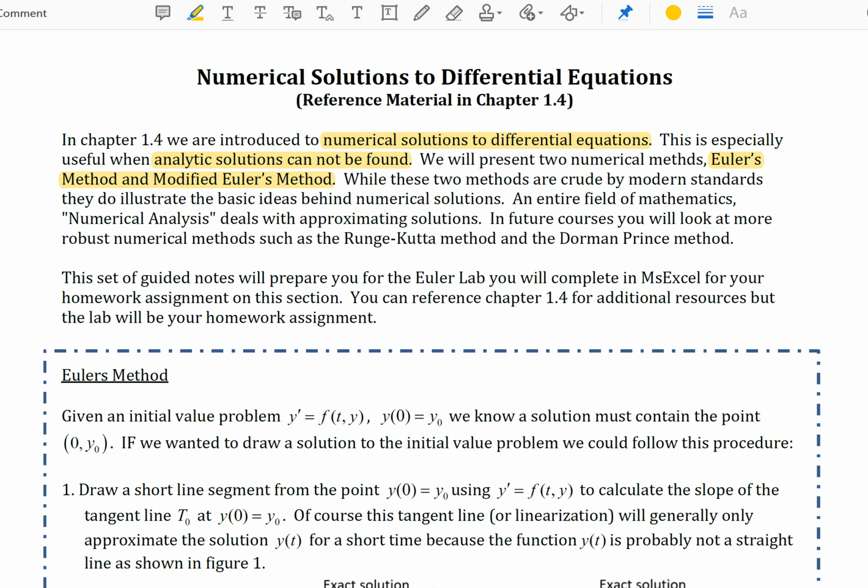An entire field of mathematics, called numerical analysis, deals with approximating solutions. In future courses, you will look at more robust numerical methods such as the Runge-Kutta method and the Dormand-Prince method. This set of guided notes will prepare you for the Euler Lab that you will complete in Microsoft Excel for your assignment on this section. You can reference Chapter 1.4 for additional resources, but the lab will be your homework assignment.